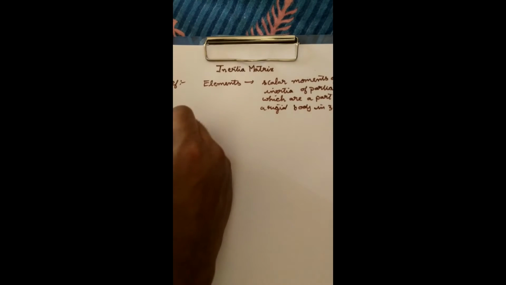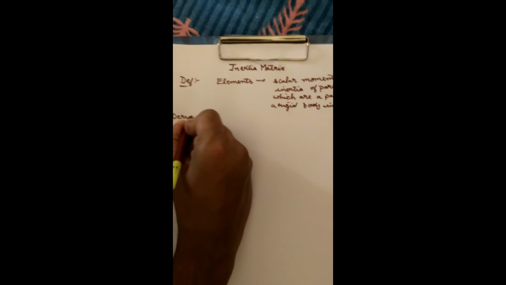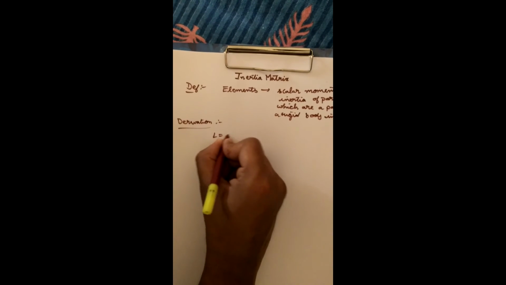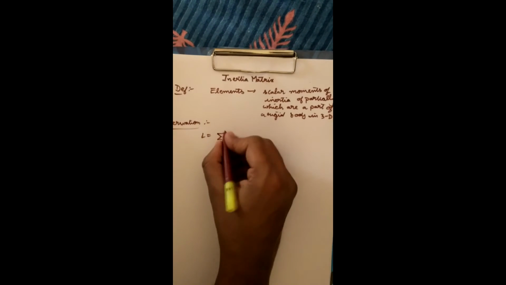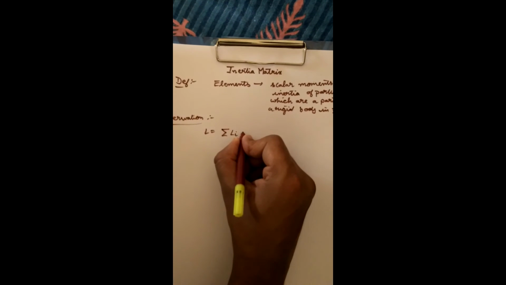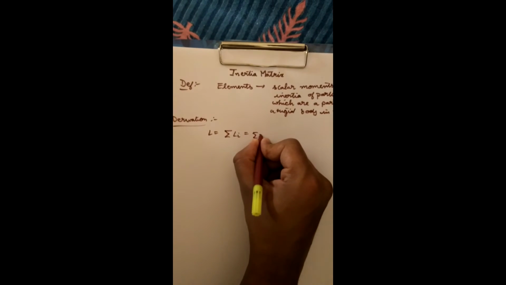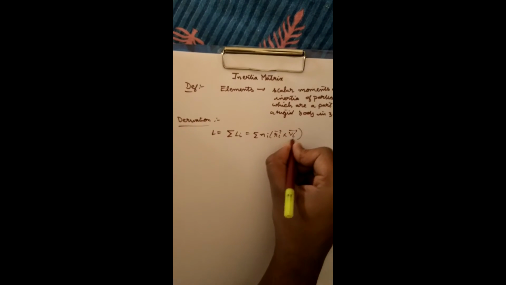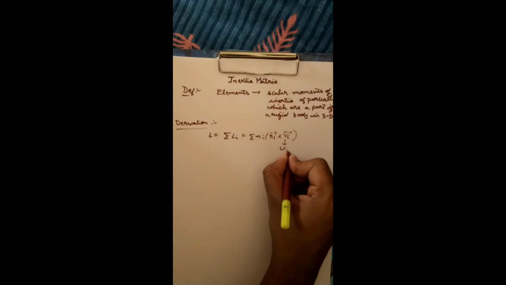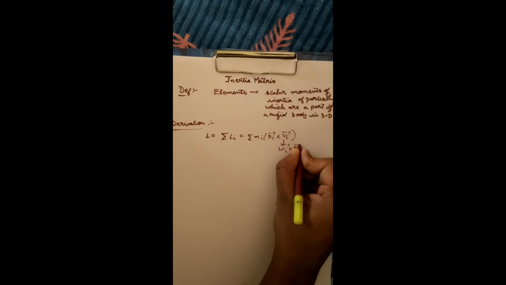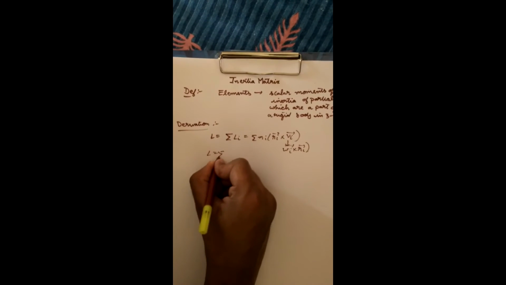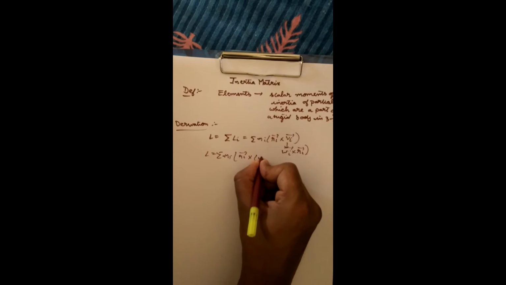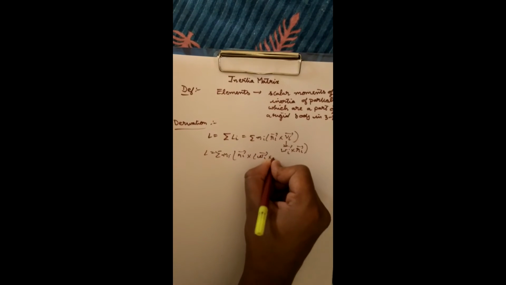Now let's see its derivation. Total angular momentum of any rigid body is the sum of angular momentum of each of its particles, which can be written as, but we know that Vi bar can be written as omega bar cross Ri bar. Therefore, Li can be written as sigma Mi into Ri cross omega bar cross Ri.